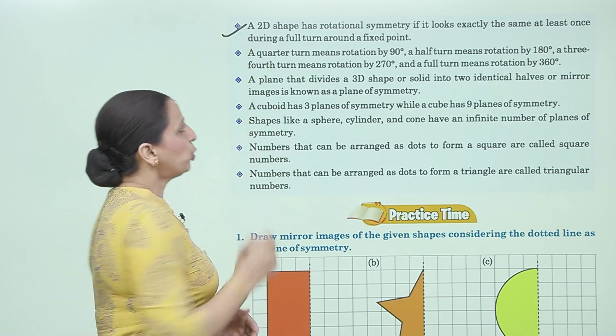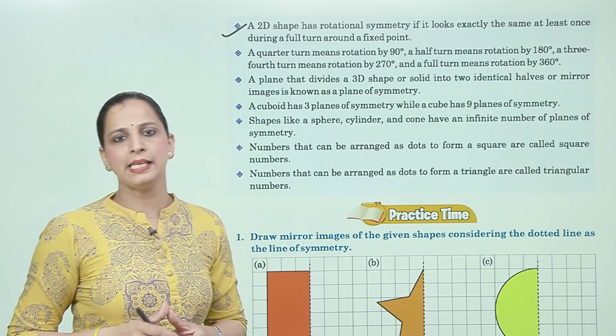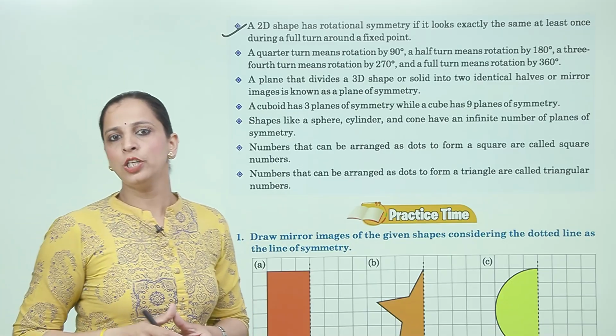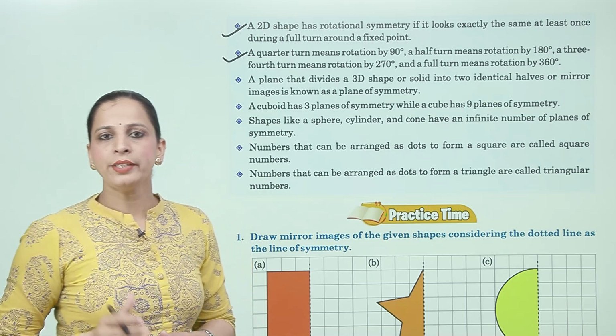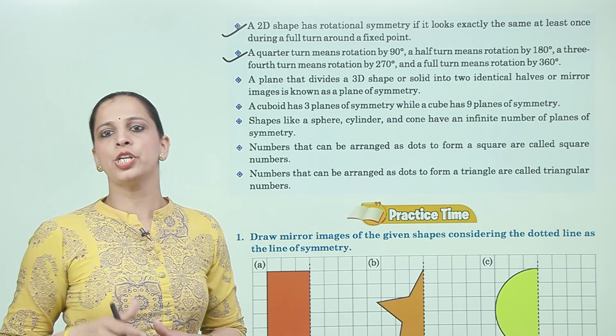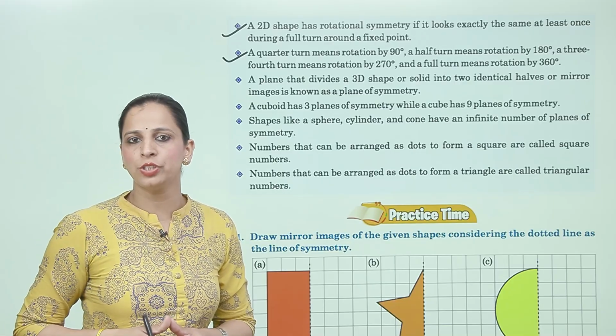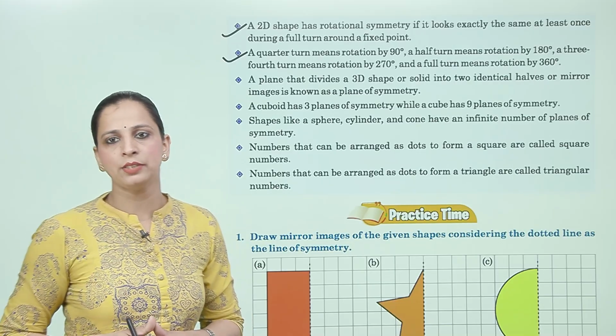Next, a 2D shape has rotational symmetry if it looks exactly the same at least once during a full turn around a fixed point. Next, a quarter turn means rotation by 90 degrees, a half turn means rotation by 180 degrees, a 3/4 turn means rotation by 270 degrees, and a full turn means rotation by 360 degrees.